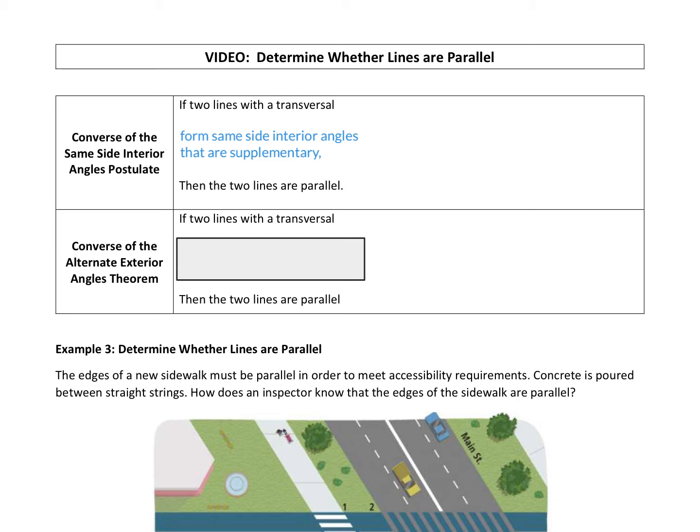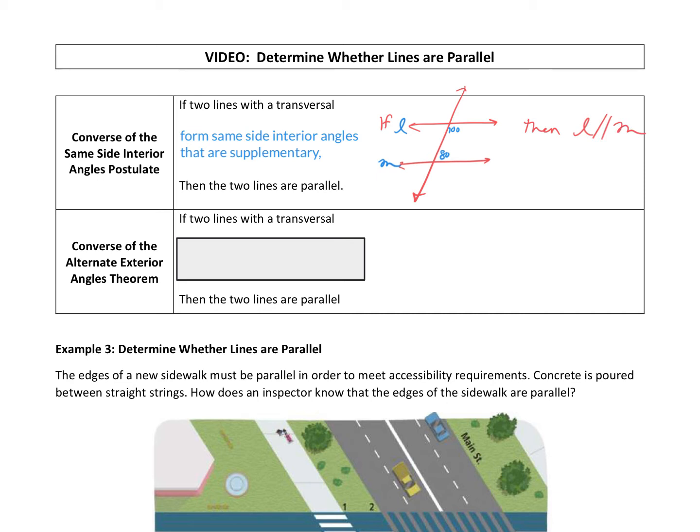So what that would look like, a visual of that, if we have two lines cut by a transversal, and the same side interior angles are supplementary. So let's say this angle right here is 80, this angle right there is 100. Those are same side interior angles. Here's line L, line M. If those angles are supplementary, which we can see, 100 plus 80 is 180, then that means that line L is parallel to line M.